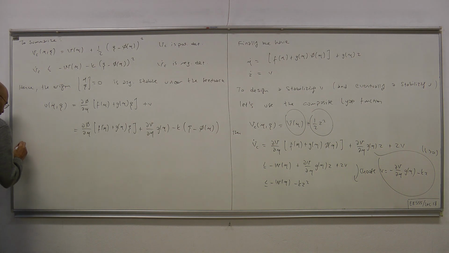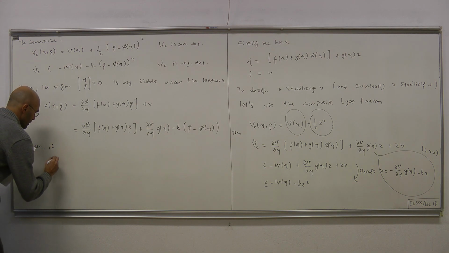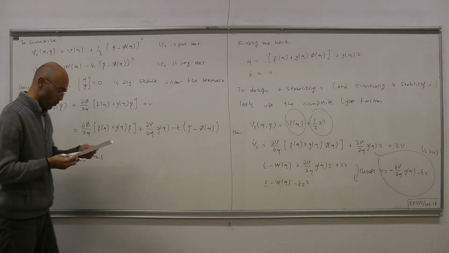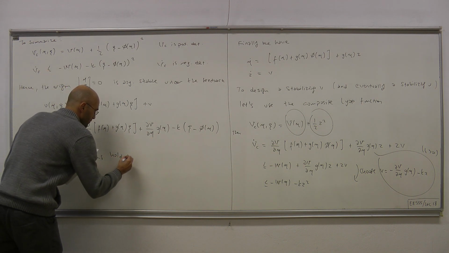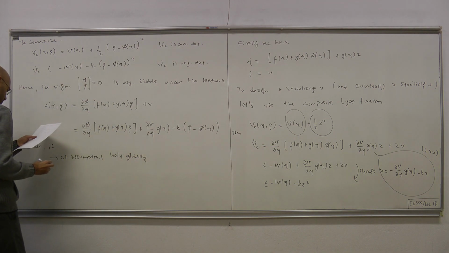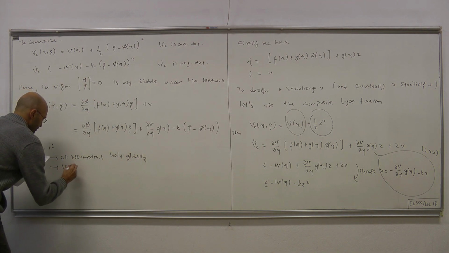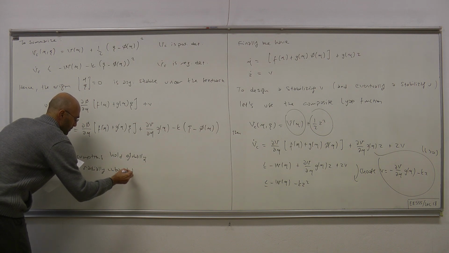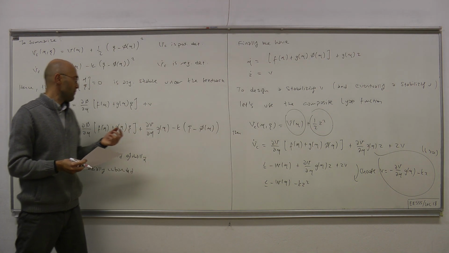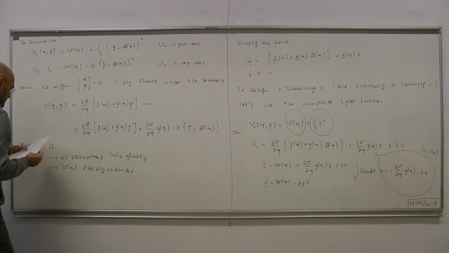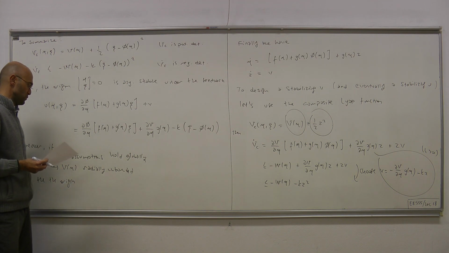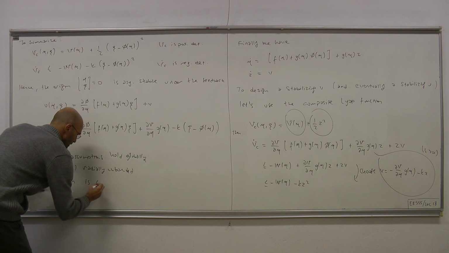Okay, so moreover, if all assumptions that we started with hold globally, and if V of eta is radially unbounded, so as it grows as the norm of the overall state grows, then the origin eta xi equals 0 is globally asymptotically stable.